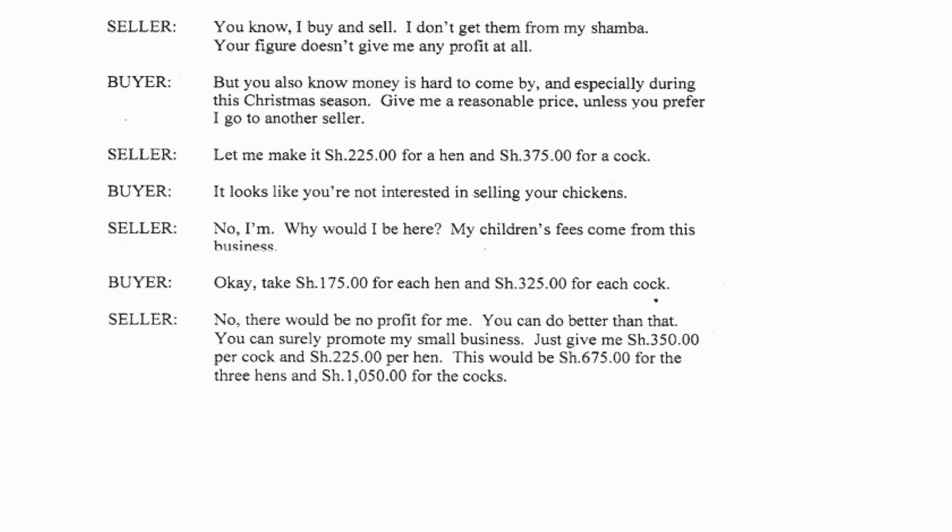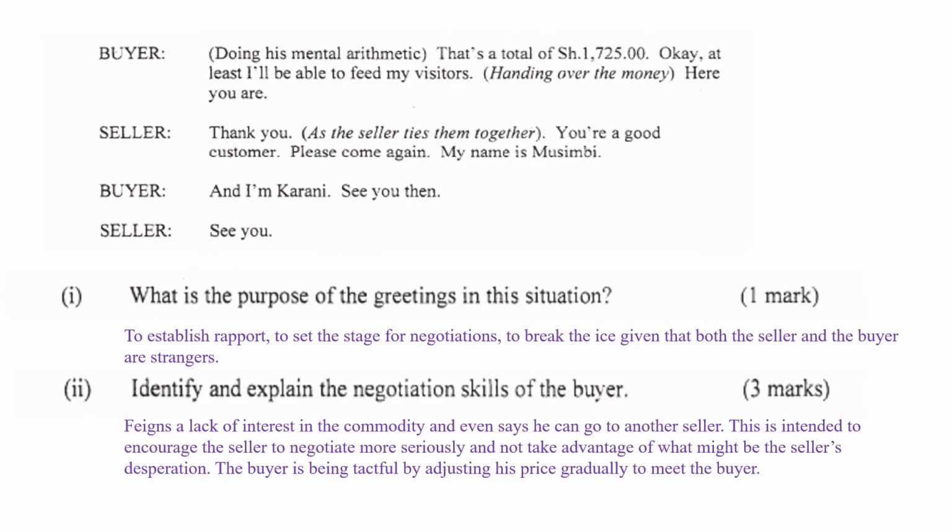Identify and explain the negotiation skills of the buyer. Feigns a lack of interest in the commodity and even says that he can go to another seller. To feign is to fake or pretend that he is not interested in the commodity, but really he is indeed in need of that commodity. This is intended to encourage the seller to negotiate more seriously and not take advantage of what might be the buyer's desperation.